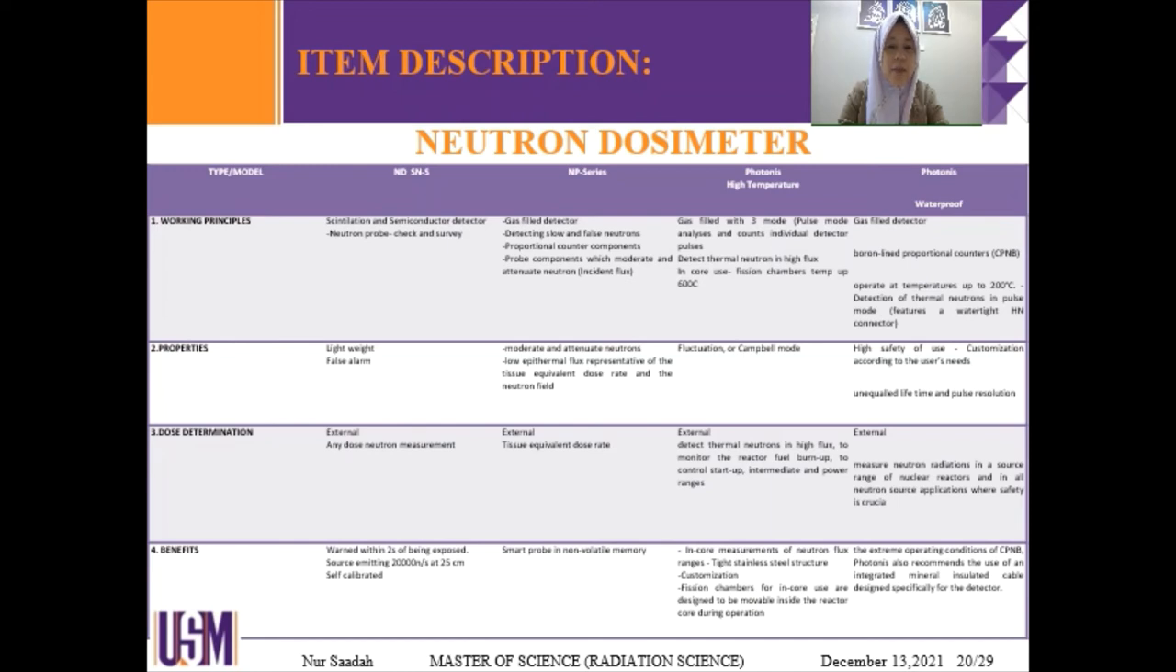And also the benefit is that fission chambers for in-core use are designed to be movable inside the reactor core during operation. The detector is waterproof, also for use inside the nuclear reactor. The principle is a gas-filled detector, but they use the boron-lined proportional counter CPNB. Operate at temperatures up to 2000 degrees C.